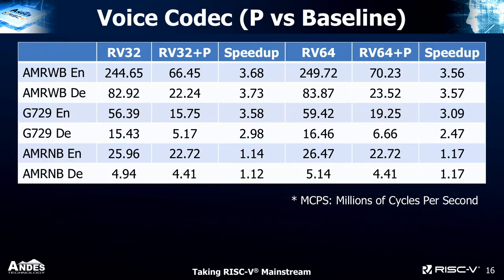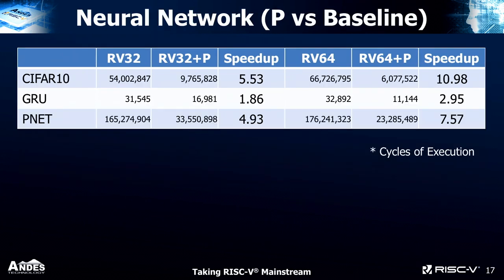We also tried several voice codecs, P versus the baseline, and depending on the codec, we get speedups from 1 point something to 3 point something, close to 4. We also tried some neural network benchmarks: CIFAR-10 is image classification, and PNet is face detection. We also get a very good speedup over the baseline instruction set.